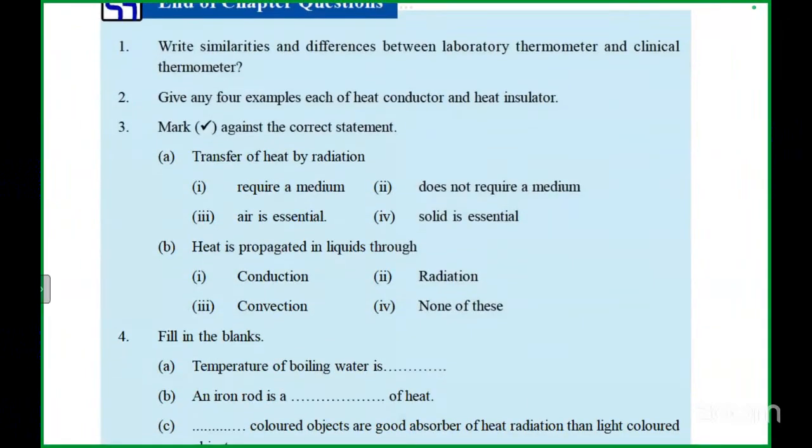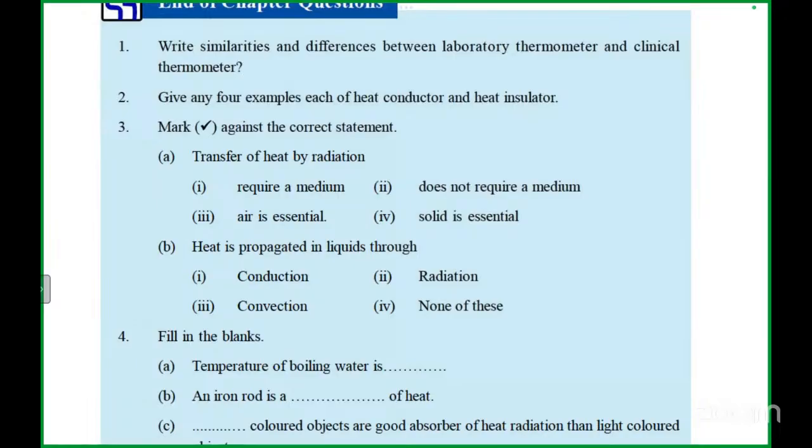Any other difference between a laboratory thermometer and a clinical thermometer that anyone can give me besides this? A clinical thermometer measures up to 37 degrees Celsius, whereas a laboratory thermometer measures up to 108 degrees Celsius. That is also another difference: the temperature they measure, up to what extent they can measure. So that point also you can write.